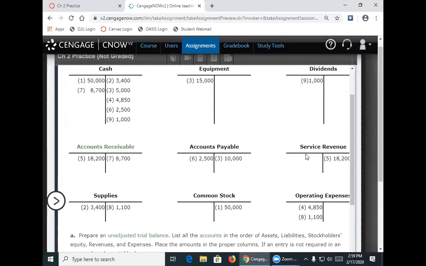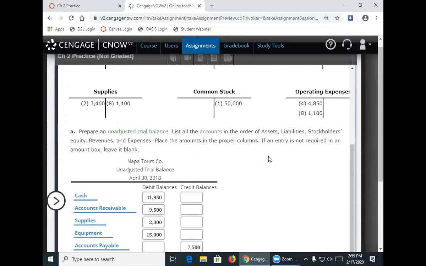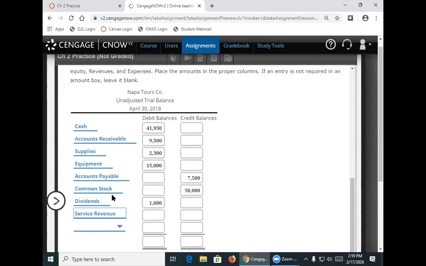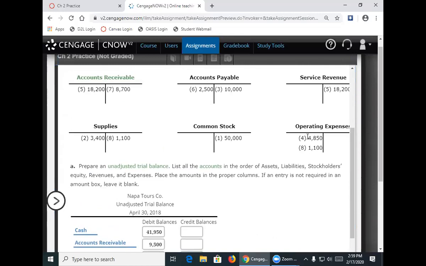Then we have service revenue, our revenue account, 18,200 credit. Service revenue, 18,200 credit. Some of these are nice and easy, right? And then last but not least, we have operating expenses, which has two debits. So what would we do to get the balance there? You just add them together.